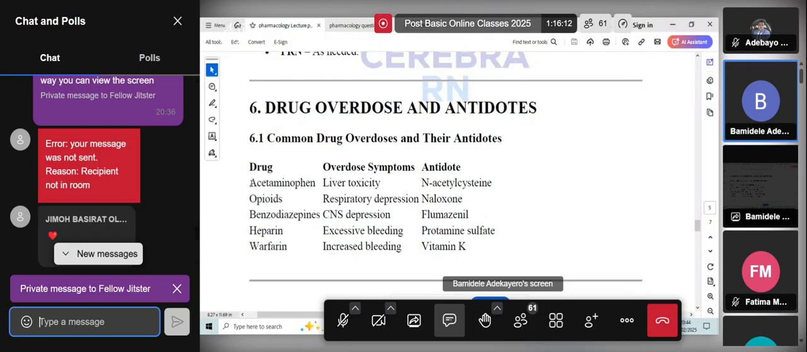This acetaminophen here is just another word for paracetamol. Please, when you see this, it means paracetamol. When you have an overdose of paracetamol, the common symptom you have is liver toxicity. That is the symptom, and the antidote is N-acetylcysteine.